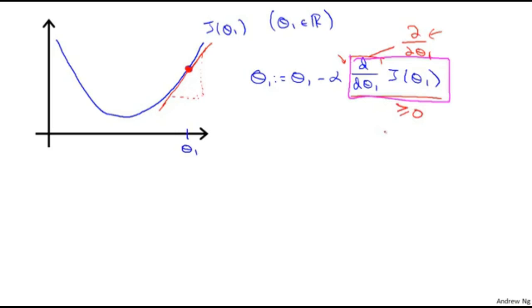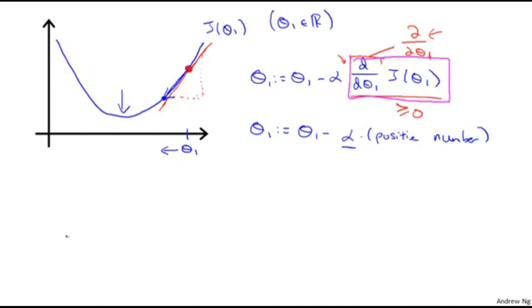And so my update to theta is going to be theta 1 gets updated as theta 1 minus alpha times some positive number. Alpha, the learning rate, is always a positive number. So theta 1 gets updated as theta 1 minus something, and I'm going to end up moving theta 1 to the left. I'm going to decrease theta 1. We can see this is the right thing to do because I actually want to head in this direction to get closer to the minimum over there. So gradient descent so far seems to be doing the right thing.